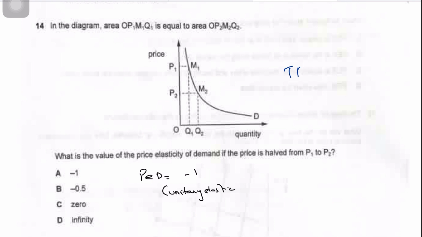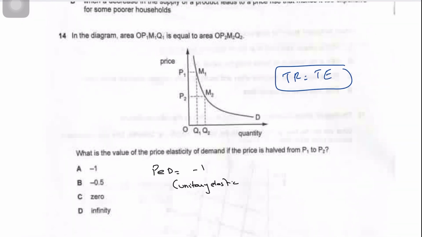Such a simple question. Total revenue equals total expense. So the correct answer for this should be unitary elastic. And also we can see that this is a rectangular hyperbola, and the PED for a rectangular hyperbola is unitary elastic.